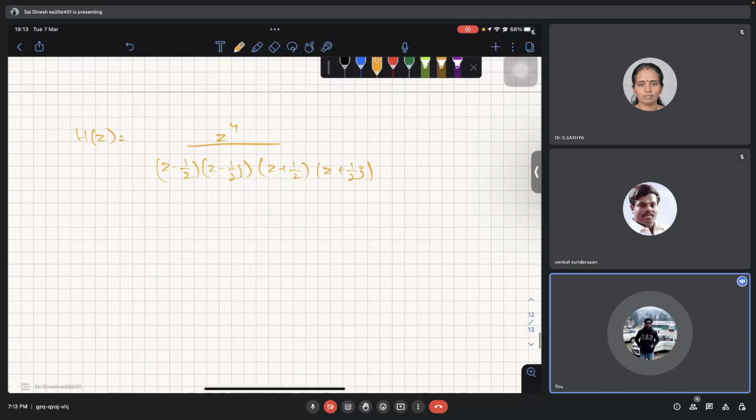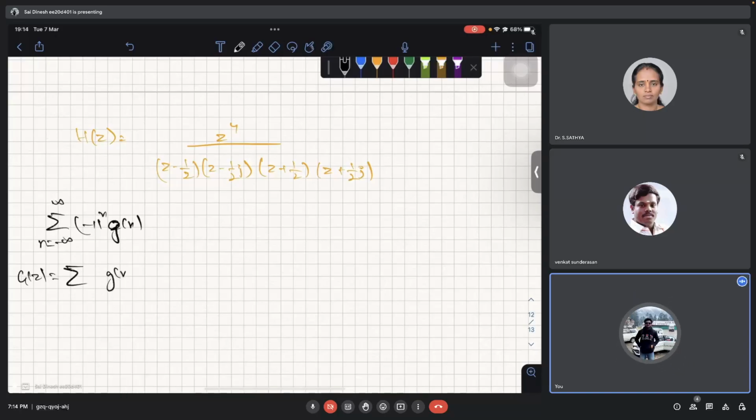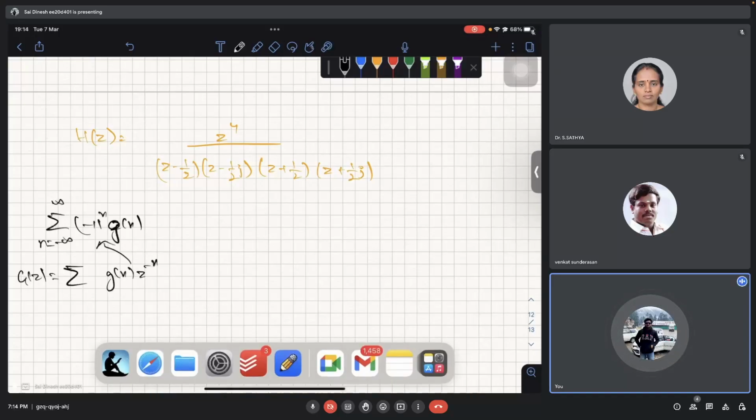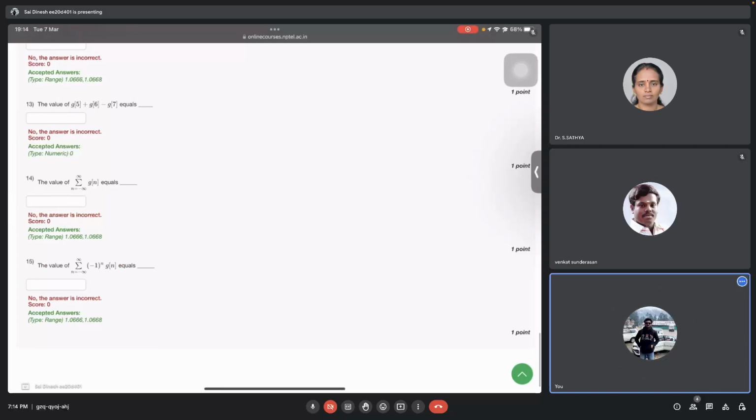Now the last question is, what do you want? Minus 1 power n. So what you need is the sum from n equal to minus infinity to infinity of minus 1 power n into g of n. So what is g of z? It is g of n into z power minus n. So when will this be equal to this? It's equal to minus 1. Oh, one second. So what did he ask? Minus 1 power n into g of n. Okay, okay.